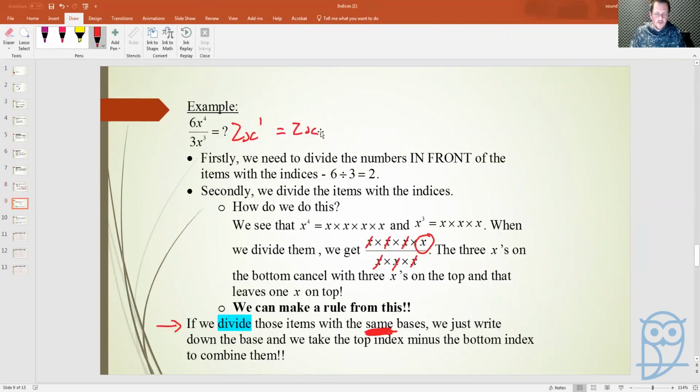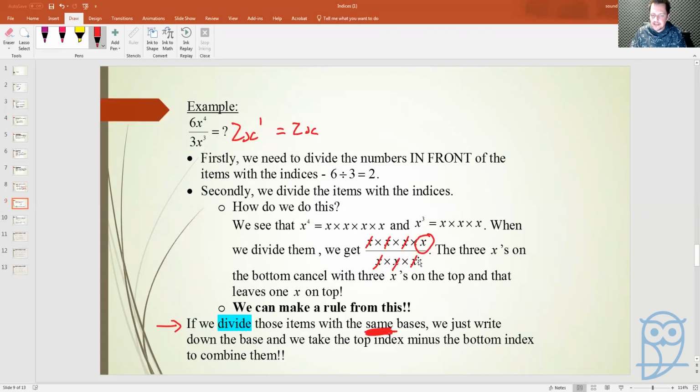So then what if we have an example like this? Now we are dividing instead of multiplying. So we have 6 divided by 3 gives me my answer of 2. Then we have x to the 4 over x cubed. Well, x to the 4 is 4 x's multiplied, and x cubed is 3 x's multiplied.